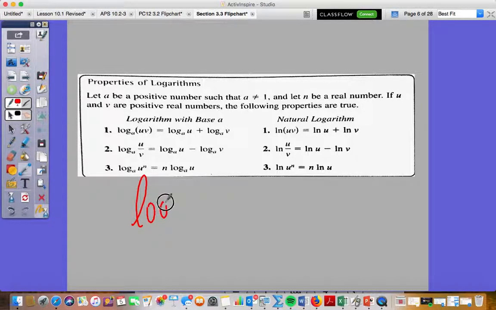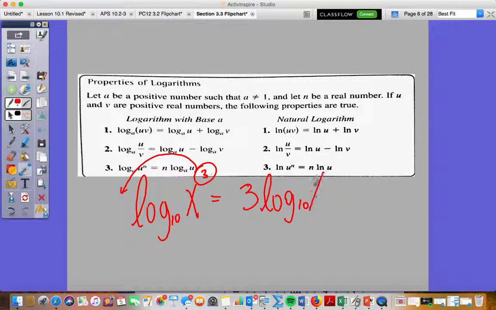If we have log base 10 of 3, let me actually backtrack. I'm going to do this a little bit different. Log base 10 of x to the third power. What we can do to expand this is we shoot the 3 where? To the front. You remember this from last year, right? So when we do that, this becomes 3 log base 10 of x. And that right there would be my answer as far as expanding goes.